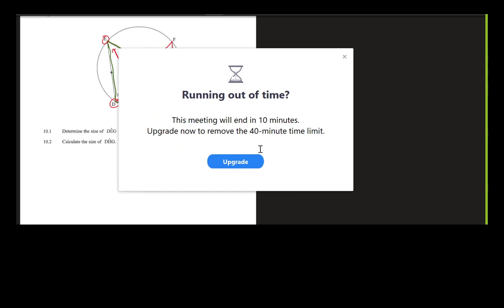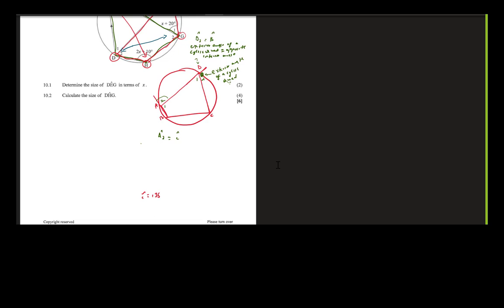Good. Angle A2 equals angle C. What is the reason? Why do we say angle A2 equals angle C? What is the reason? Good. The exterior angle of a cyclic quad equals the opposite interior angle. Good, I'm happy.